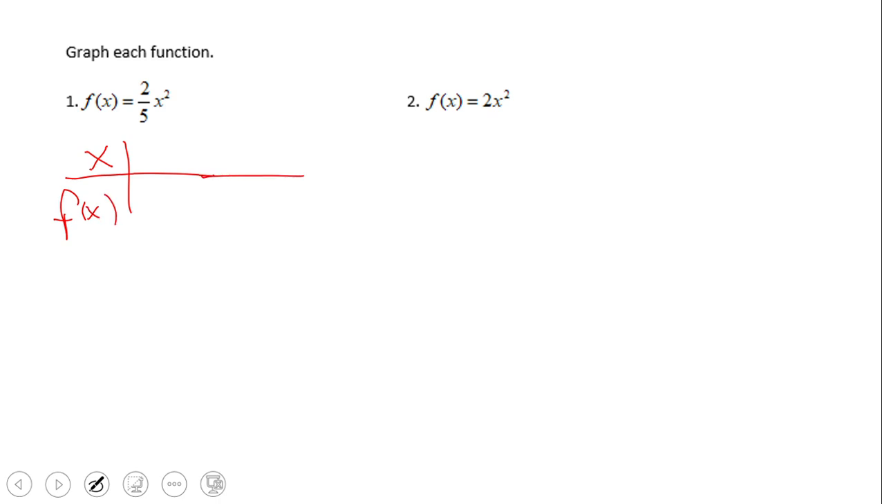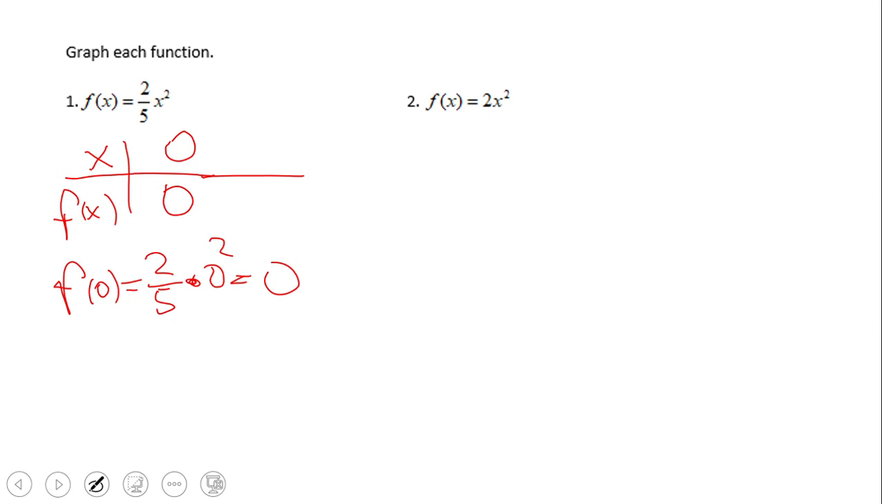And my suggestion is always to have 0 as an input. And for many reasons, it's a very important point for a lot of functions and for quadratics also. And it's easy to be used. If I do f of 0, that will be 2 over 5 times 0 squared, which is 0.